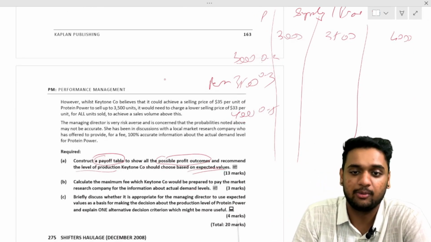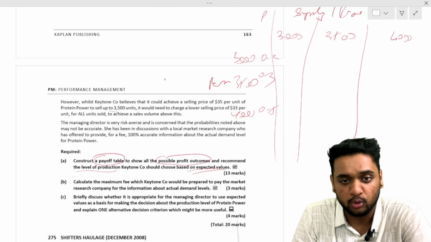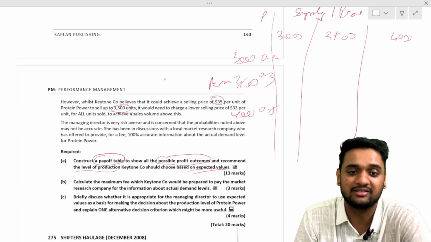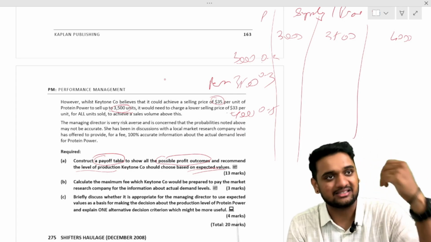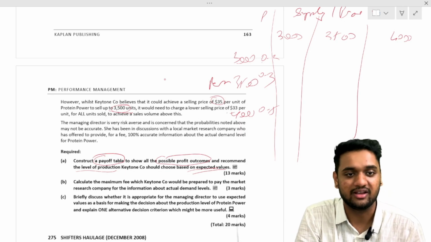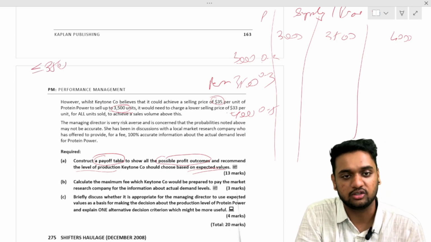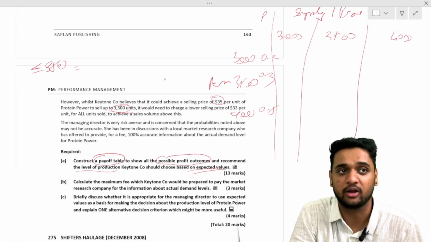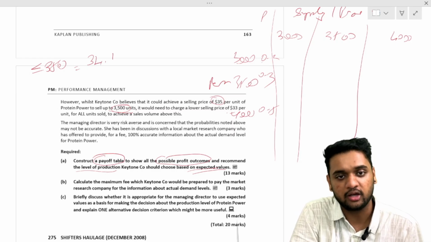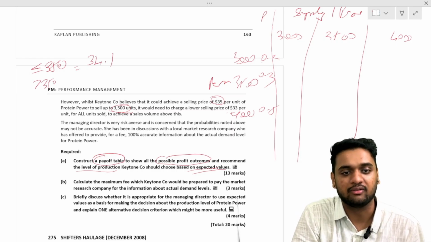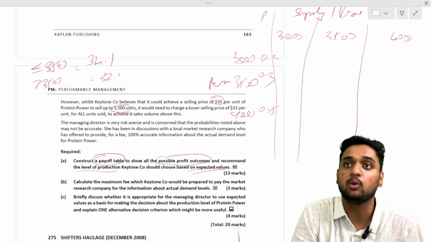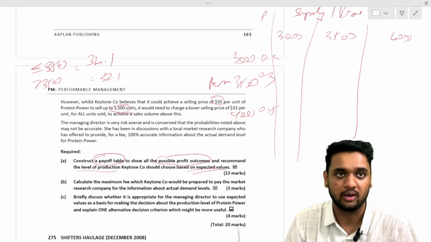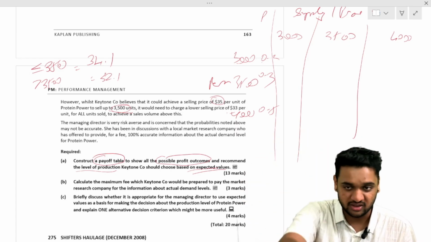What is your selling price if you produce? They are saying up to 3,500 units, our selling price is 35. More than 3,500 units, the selling price is 33. First, let us change our selling price. For up to 3,500 units, our selling price is 35 minus 0.9, that is 34.1. More than 3,500 units, our selling price is 33 minus 0.9, 32.1. Why are we including selling and distribution with the selling price?